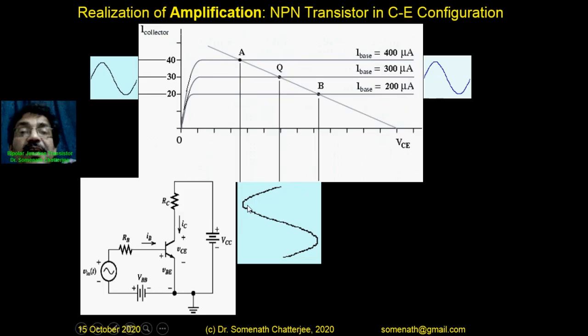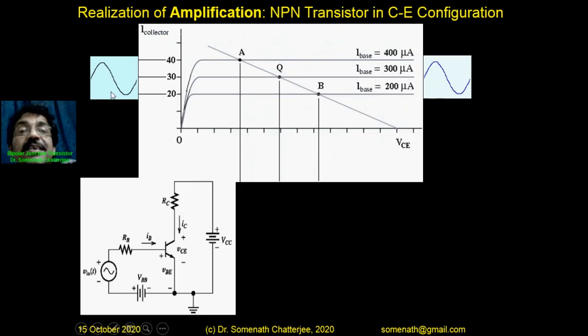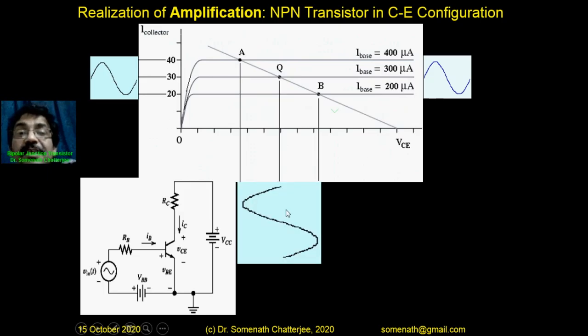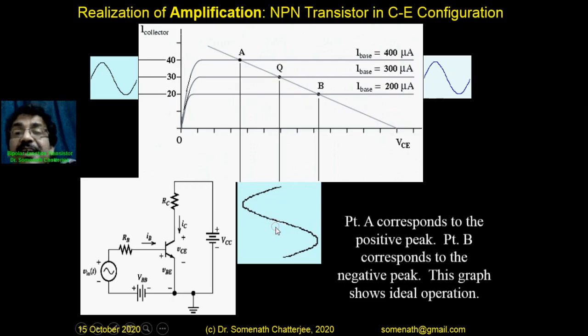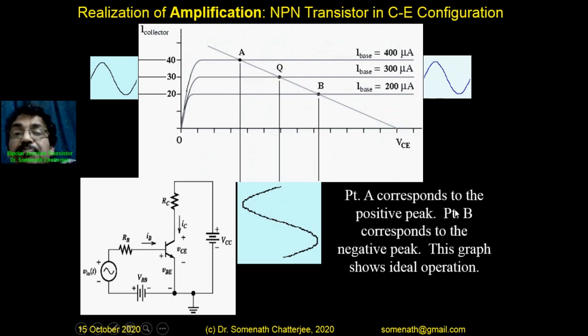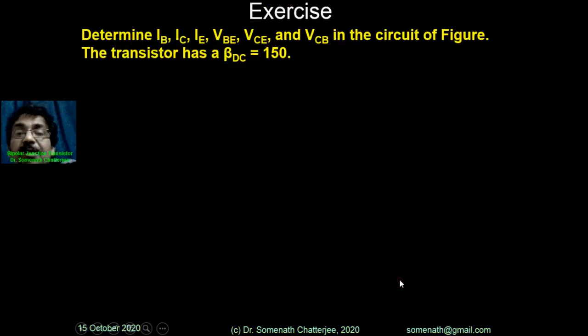From here it is very clear, you see this is the input signal and this one is the output signal. The output signal we get from the collector, the VCE, with the collector current. So from there we can easily say that point A and point B correspond to the positive peak and the negative peak respectively. So the graph shows the ideal operation.